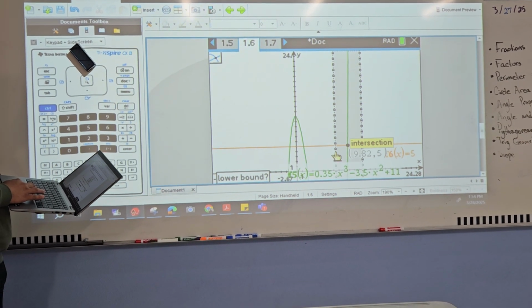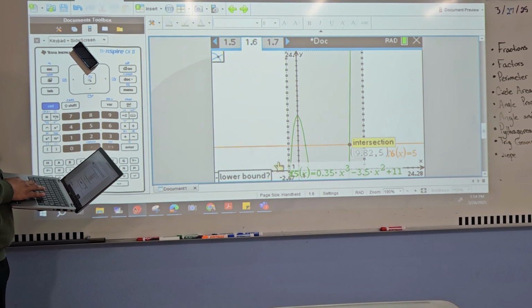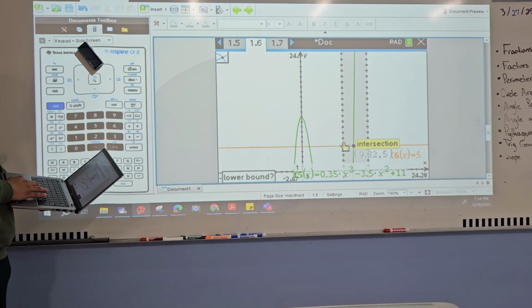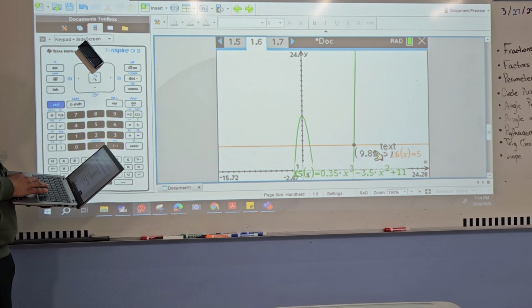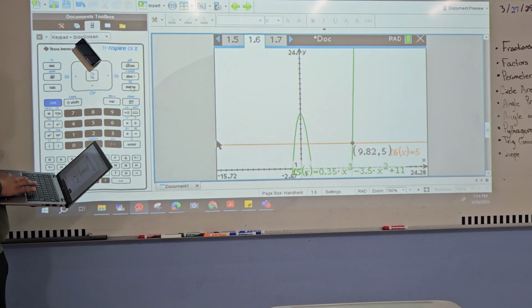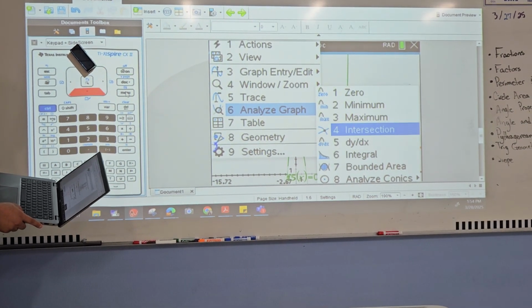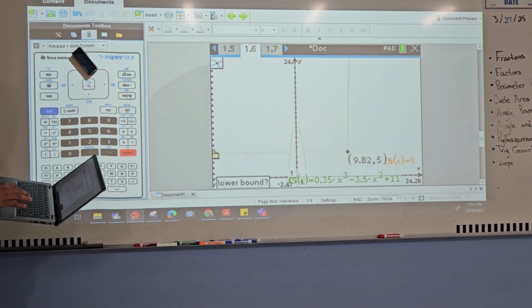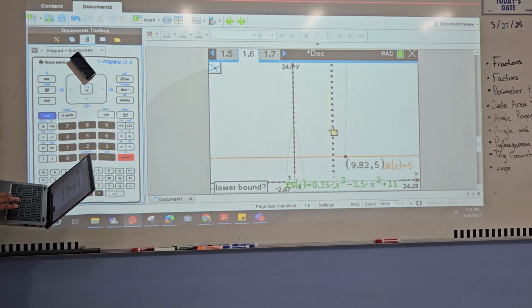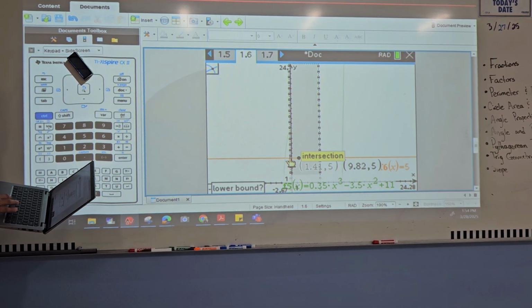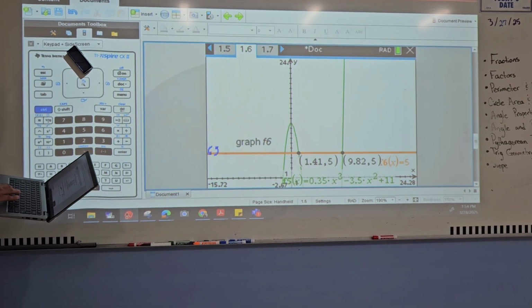Before and after. Yes, before and after. So look, they're always showing here. One of them is 9.82. If I do menu 6 again, 4. I know I just blanked out. If I go back over here, I also get 1.41, and there's another one.